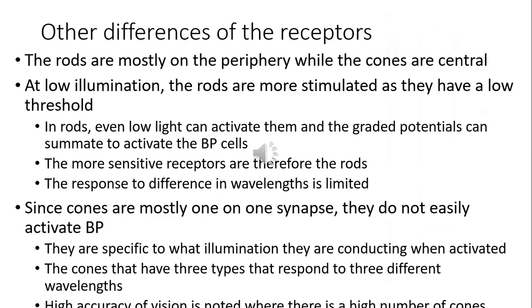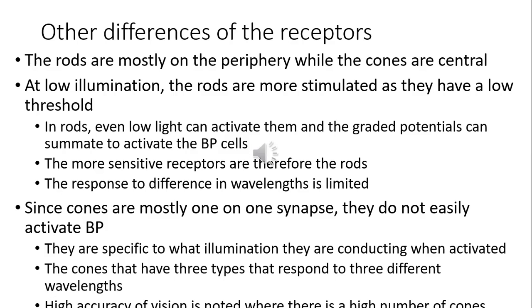The rods are mostly on the periphery while the cones are central. At low illumination, meaning low light intensity, the rods are more stimulated as they have a low threshold. Easygoers, okay? It doesn't take time. So now in rods, even lower light can activate them, and the graded potentials can activate the bipolar cells.